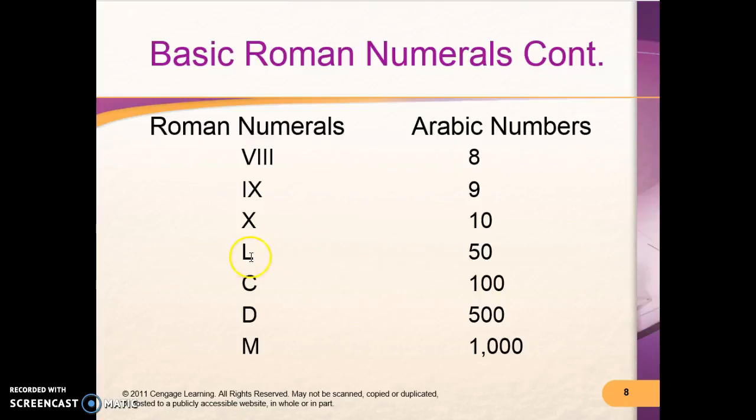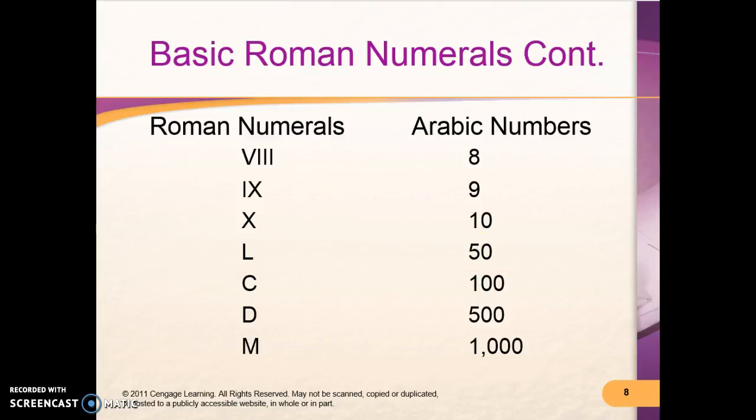So we have L, which represents 50, C, which represents 100, D, which represents 500, and M, which represents 1,000. And we can take all of these different letters and mix and match them to create all of the Arabic numbers. So, for example, what if I wanted to write the number 40? We can't write 3 X's or 4 X's in a row, right? Because, like I said, we cannot do 4 in a row. We can do 3, not 4. So if we want to do 40, we're going to have to use 50 and take away 10.